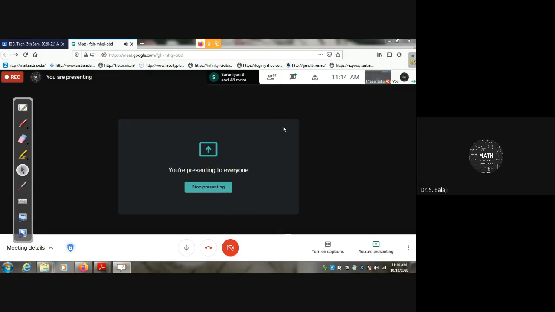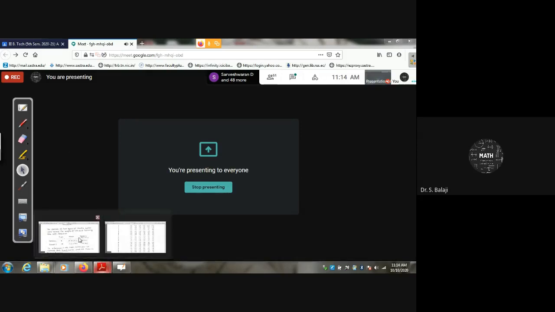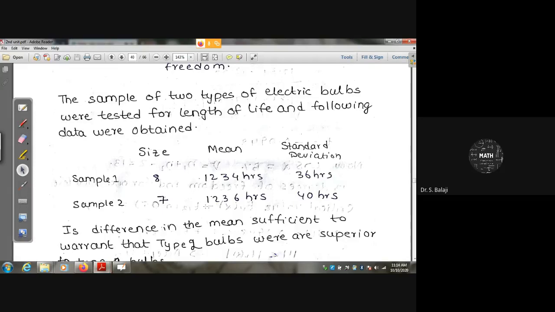Now we can see some problems based on this idea. You see the first problem here: a sample of two types of electric bulbs were tested for length of life, and the following data were obtained.